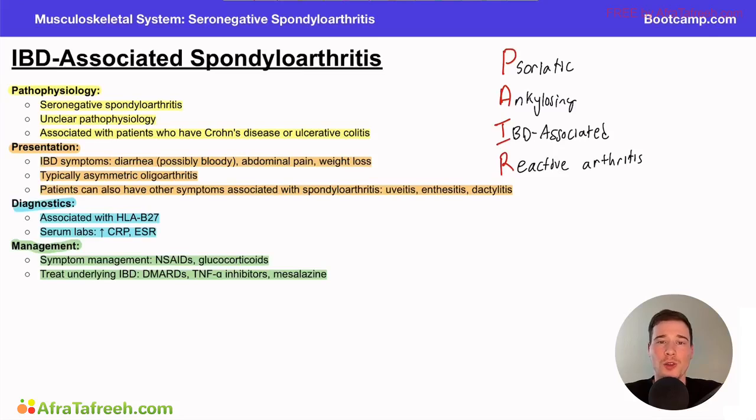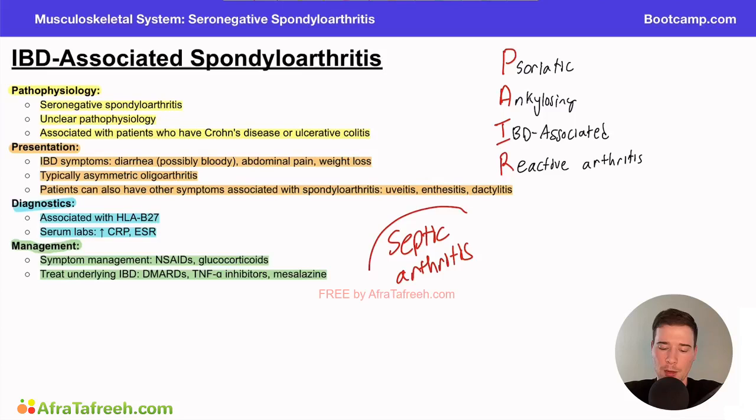Now, it's really important and worth noting here that a classic way they can trick you is to give a patient who is presenting with an acute flare of inflammatory bowel disease. They can come in with abdominal pain, they can have elevated inflammatory markers, they can be febrile. There are all these things that can be going on with these patients, and then they mention, oh yeah, I have joint pain. Well, we have to be sure that we don't simply jump to the IBD-associated spondyloarthritis. We have to rule out septic arthritis as well, because if we don't, that would be a huge miss.